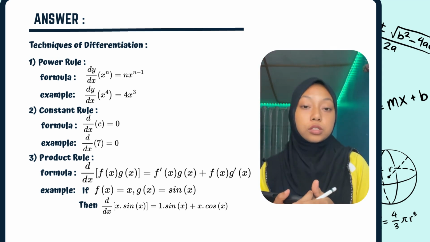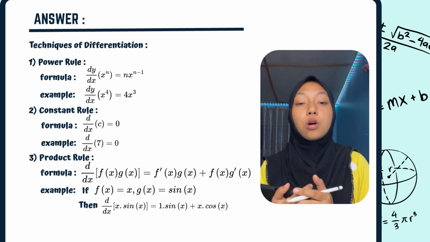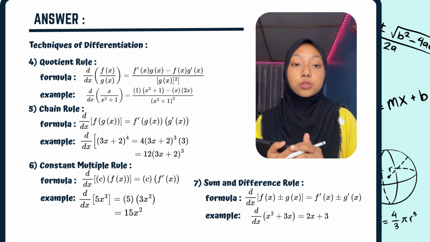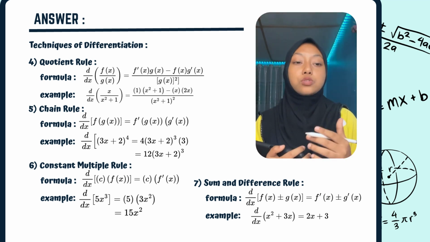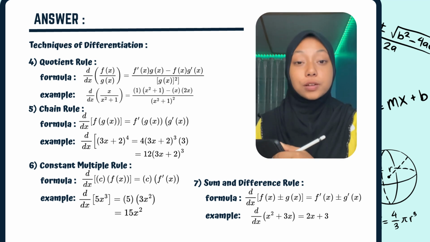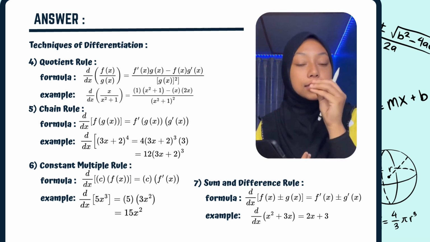First, we have the power rule. This is used to differentiate powers of x. Second, we have the constant rule, which means the derivative of any constant is 0. Third, we have the product rule. This is used to differentiate two functions multiplied together. Next, we have the quotient rule. This is used when dividing two functions. Next, we have the chain rule. This is used for a composite function, which is a function inside a function.